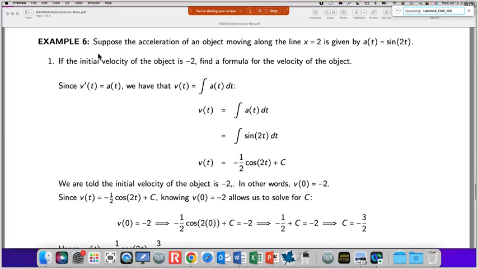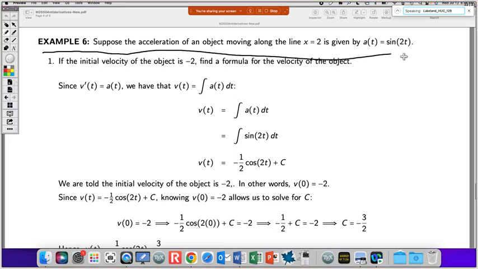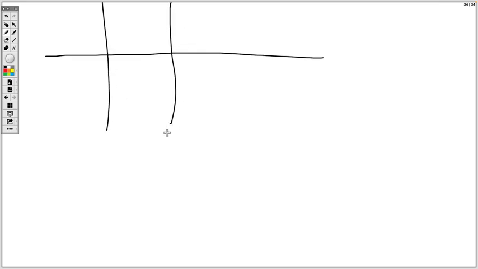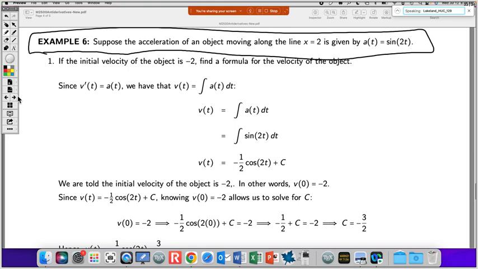So what is a common thing to do is, suppose we know the acceleration of the object moving along the line x equals 2 is given by a of t equals sine of 2t. So the schematic here is we've got this vertical line x equals 2, and we've got this object moving up and down this line. Okay, so just moving up and down. And the acceleration is a of t equals sine of 2t.